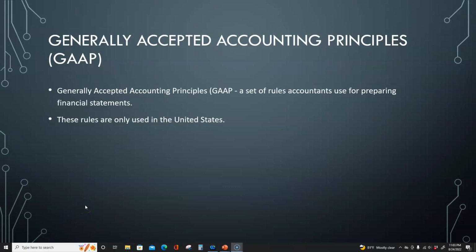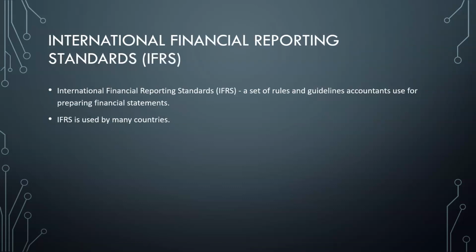Now, there are other companies around the world that prepare financial statements for their external users. They use a set of rules called International Financial Reporting Standards, or IFRS. What is International Financial Reporting Standards? That's also a set of rules and guidelines accountants use for preparing financial statements. IFRS is used by many countries. Right now, there are approximately 100 countries around the world that use IFRS.